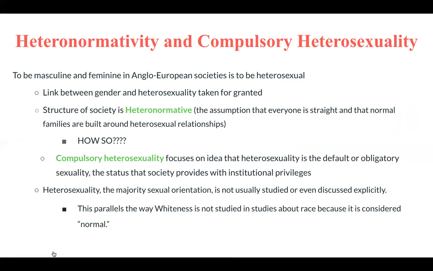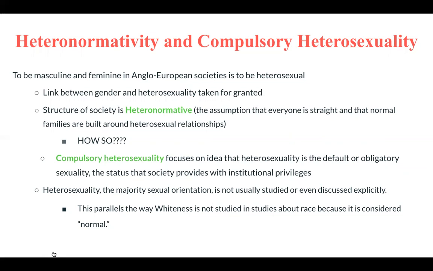Some other terms that are lesser known, I think, than stigma and homophobia, but are terms that come up in academia particularly, as well as activist circles when we're talking about sexual orientation, are the terms heteronormativity and compulsory heterosexuality. So in our society, in Anglo-European societies, we really link gender and sexual orientation. We shouldn't, but we do. We define masculinity and femininity to a certain extent through sexual orientation. Whether you're a man or a woman, the expectation is that you're going to be heterosexual. And so we take this link between gender and heterosexuality for granted.